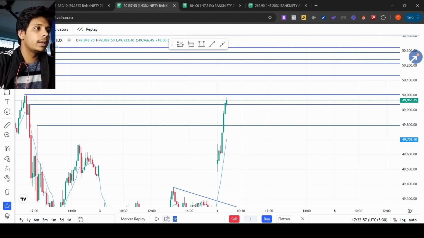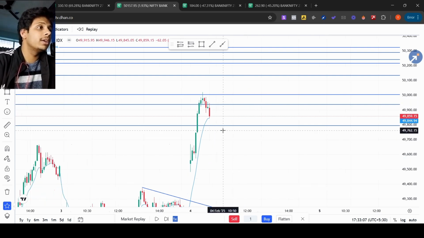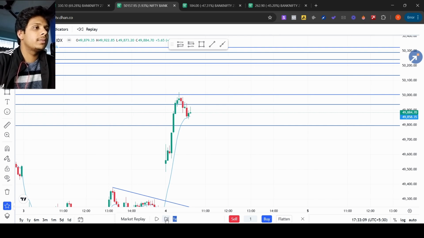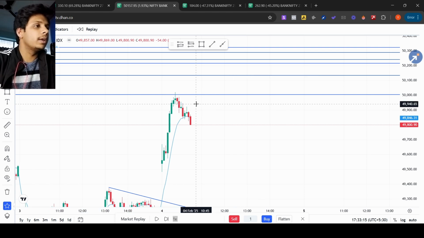Okay, so there we go. See the candle. Yep, if I had taken this trade, I might get stopped out before reaching the TP. So yeah, okay with that. Okay, so there we go.